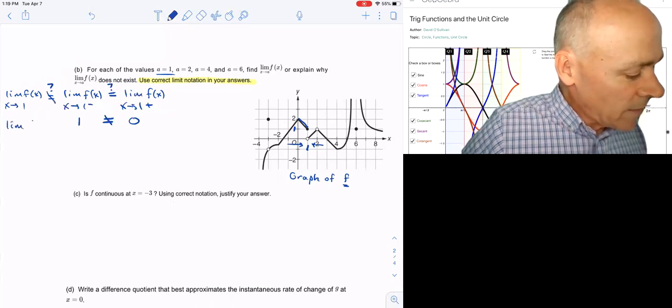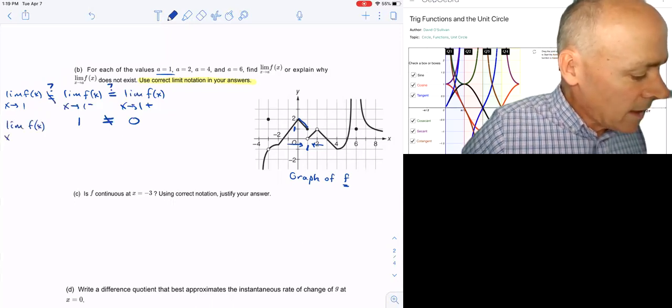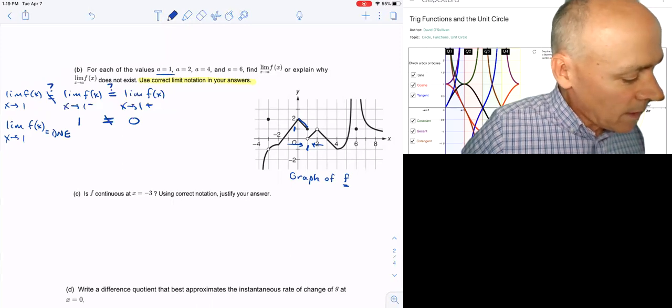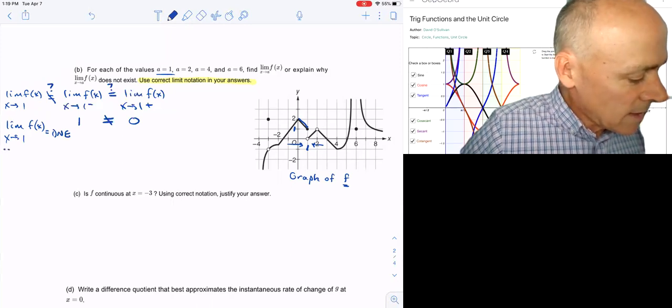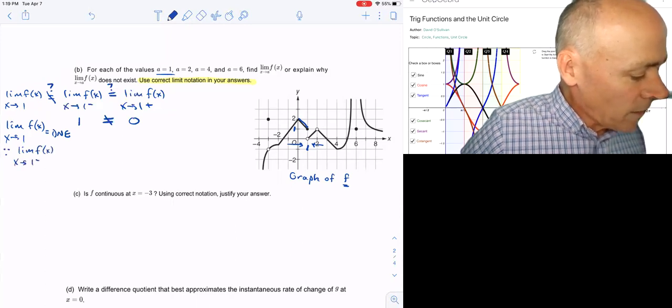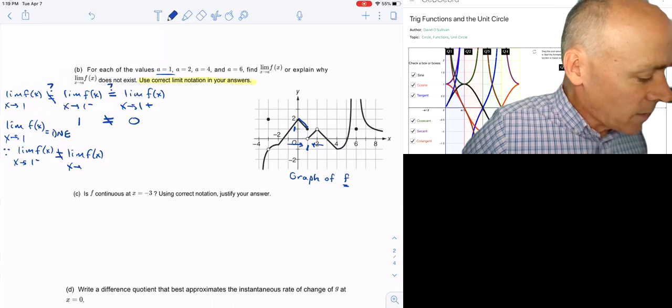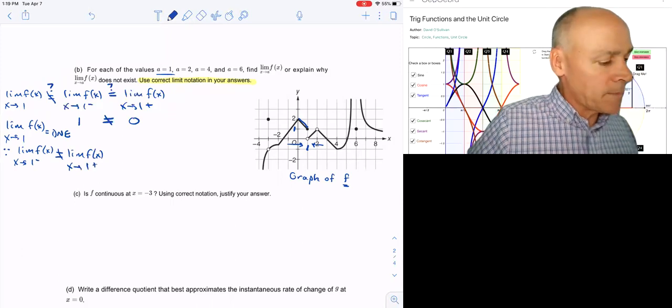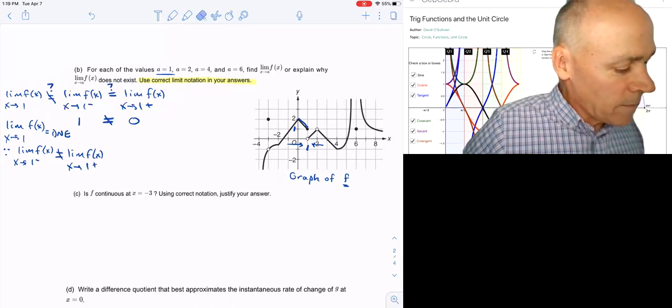So I'm just going to say the limit of f of x as x approaches 1 does not exist because the limit of f of x as x approaches 1 from the left does not equal the limit of f of x as x approaches 1 from the right. Okay?